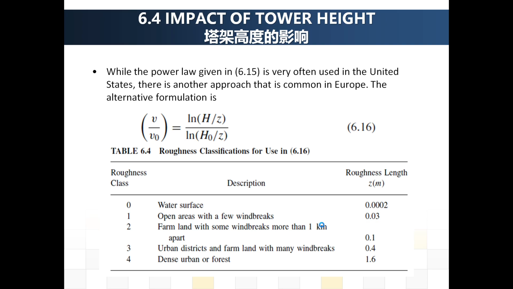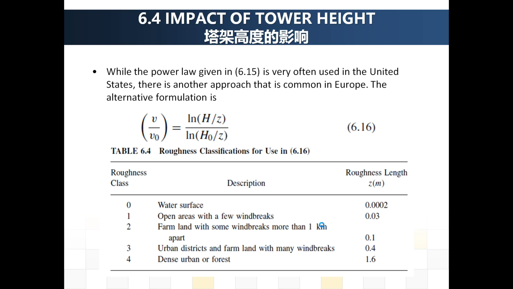Well, the power law given in equation 6.15 is very often used in the United States. There's another approach that is common in Europe. In Europe, the alternative formulation is v divided by v0 is equal to the logarithm of h divided by z over the logarithm of h0 divided by z, where z is the roughness length, given by the roughness class.